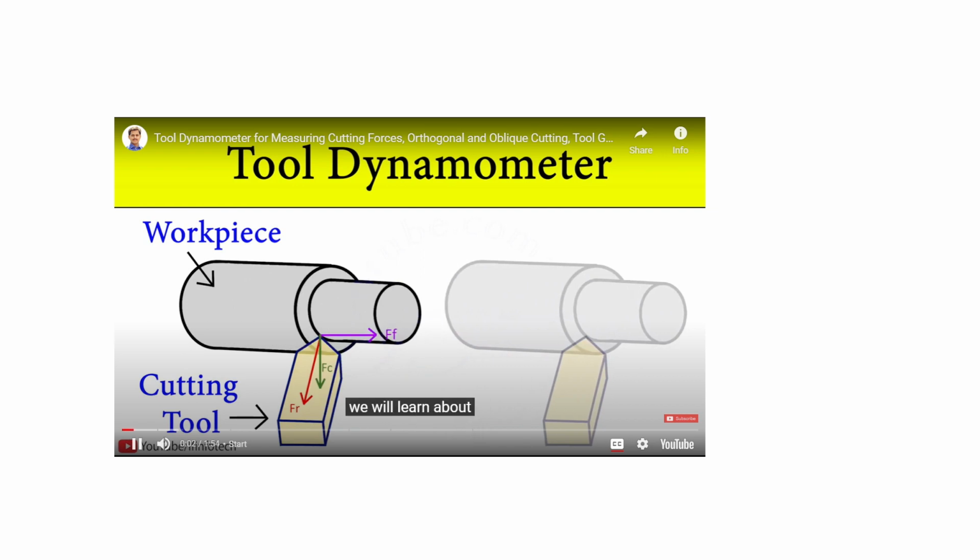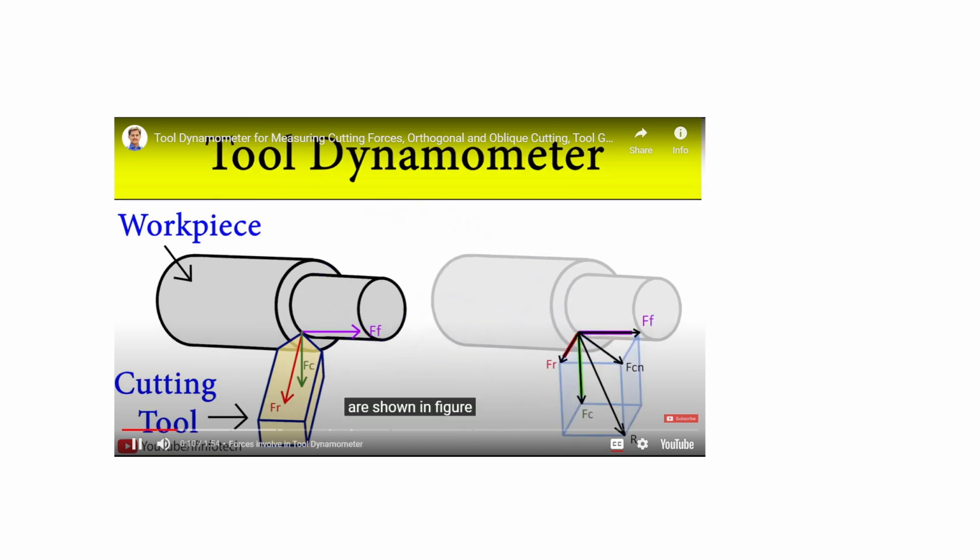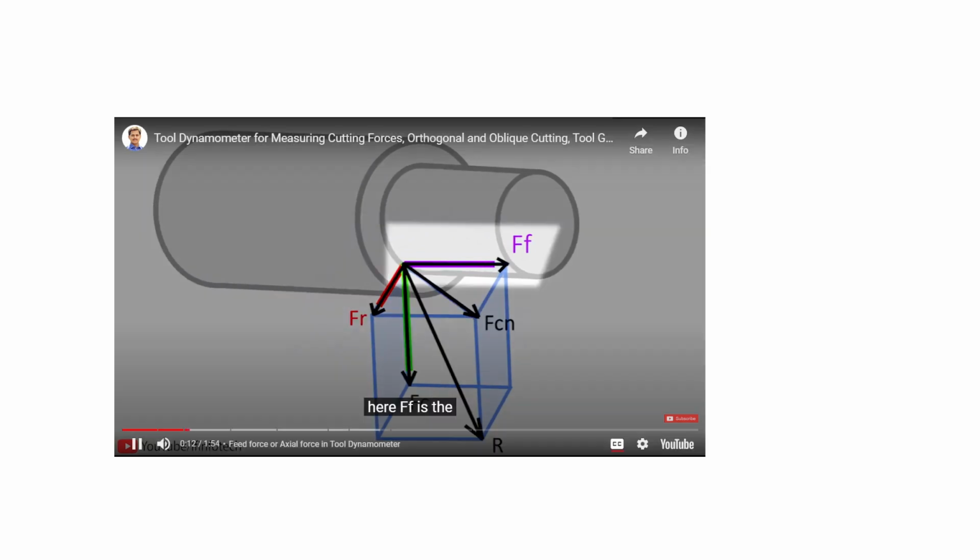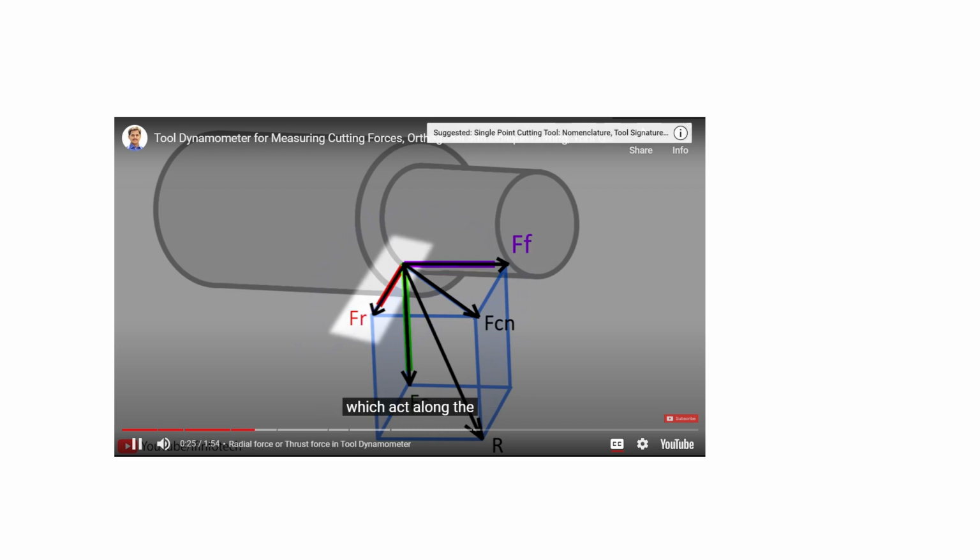In today's session, we will learn about tool dynamometer. This method is used to determine cutting force. Here the forces involved in oblique metal turning process are shown in figure. Here FF is the feed force or axial force which acts in horizontal plane parallel to axis of workpiece but in opposite direction to feed. Here FR is the radial force or thrust force which acts along the radius of workpiece. It is the smallest force acting along the axis of tool.